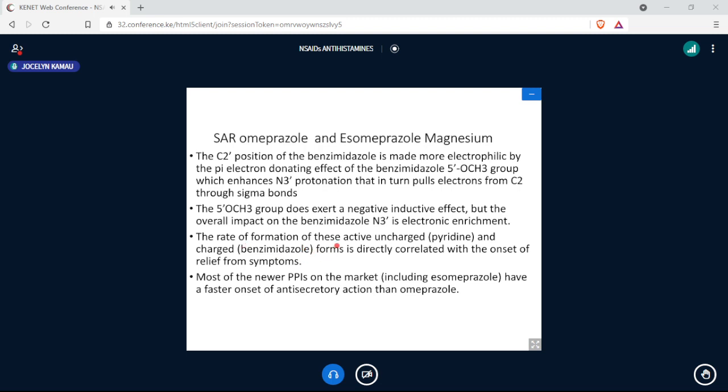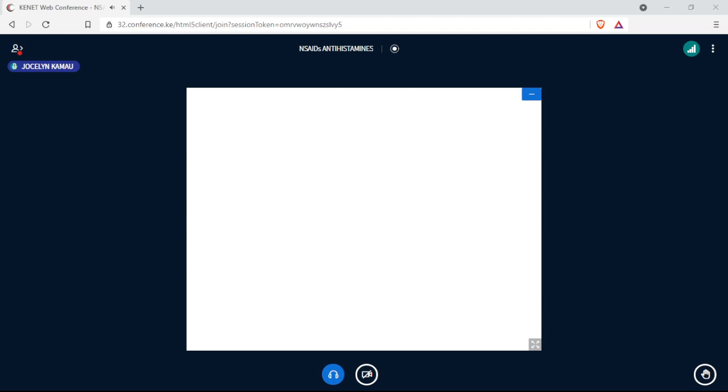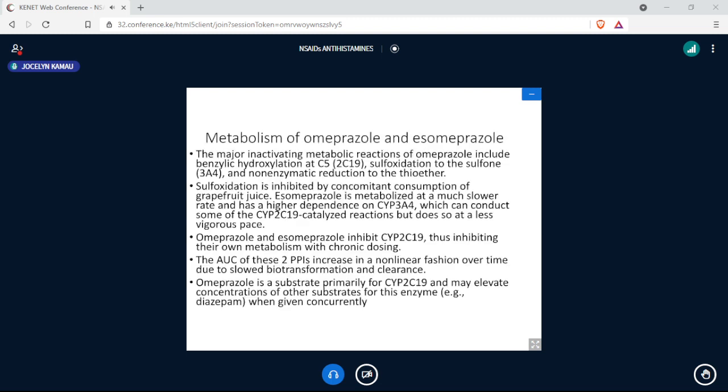In fact, obviously, the faster the activation, the faster the relief of the symptoms. Most of the newer PPIs on the market, including esomeprazole, have a faster onset of anti-secretory action than omeprazole. But as we will mention, it is just because of the metabolism. It is not because of anything else. The structure is the same. The reason for their fast activity is the metabolism.